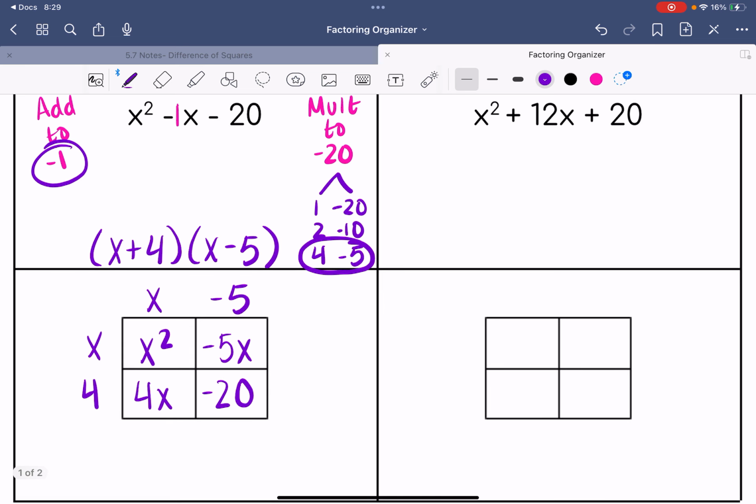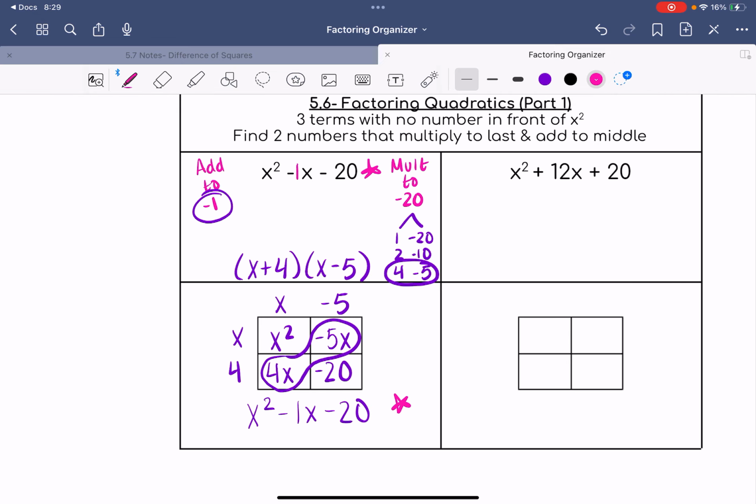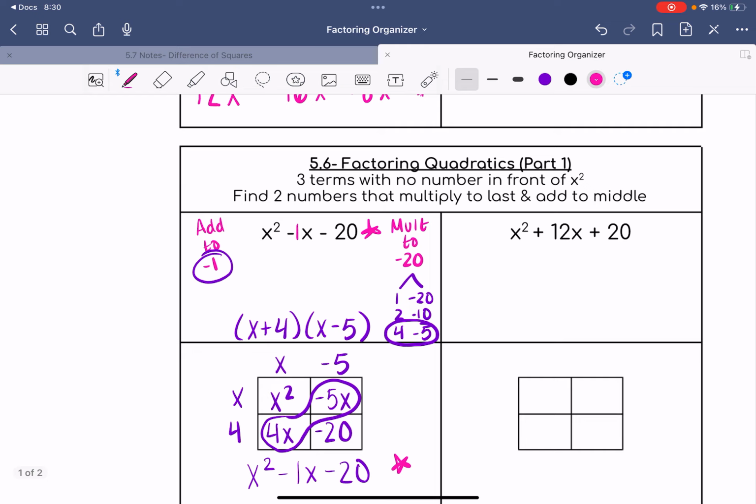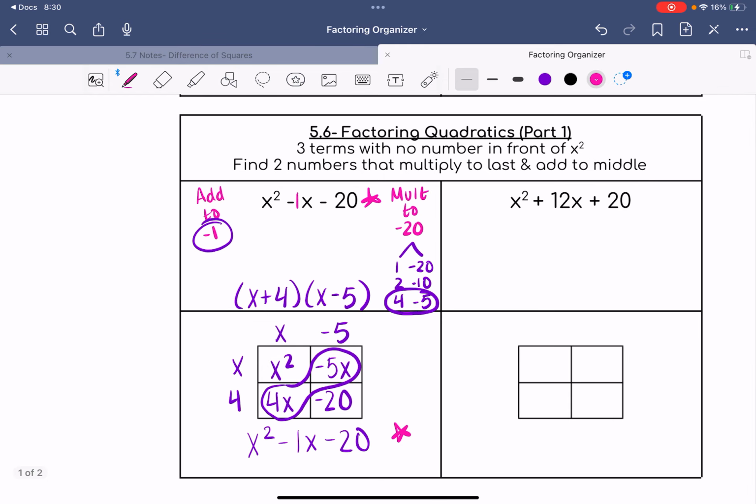To write my final answer, I'm going to combine like terms and put it in standard form. So x squared goes first. Then we combine like terms, this 4x and this -5x combined together, -1x. And I still have my -20. And looky there, the answer I got is the same as what I started with. That's the goal, is to be able to factor it, and then undo my factoring to multiply to get back to my original answer. Okay, go ahead and pause this video, work on that x squared plus 12x plus 20, and I will see you back here in a moment.